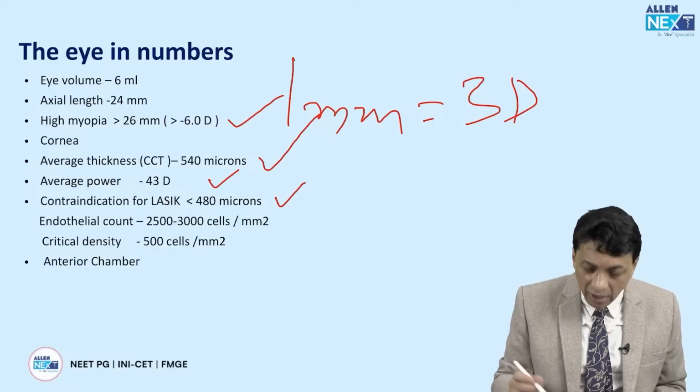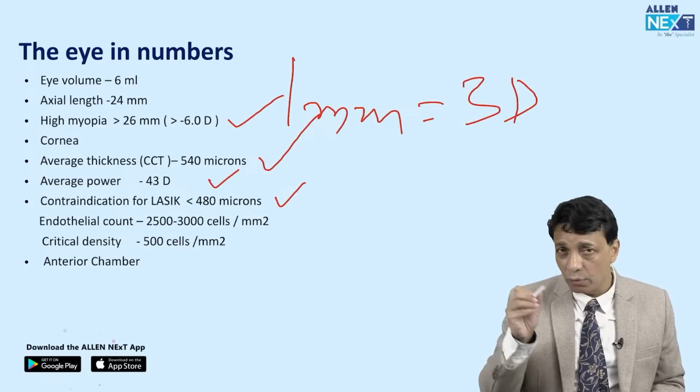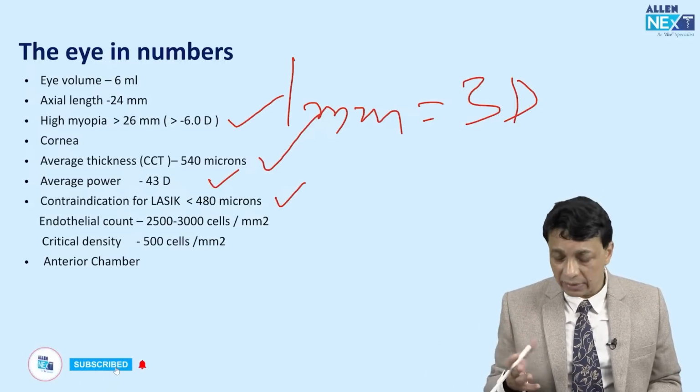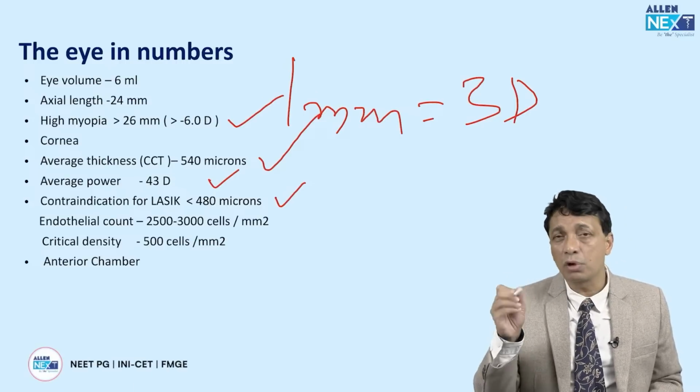Contrary for LASIK, if you have less than 480 microns, remember, out of 540 less than 480, I'm so sorry, many of you want a LASIK for correction of a refractive error. I'm so sorry to tell you, if you have a thin cornea, less than 480, then we should not perform LASIK.